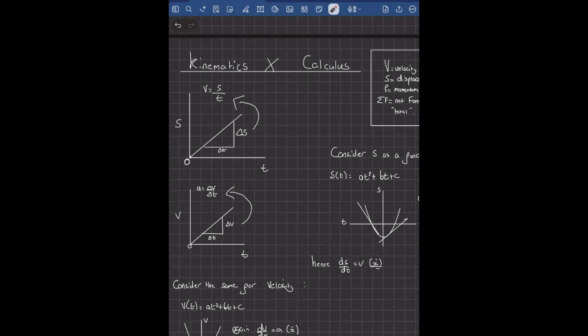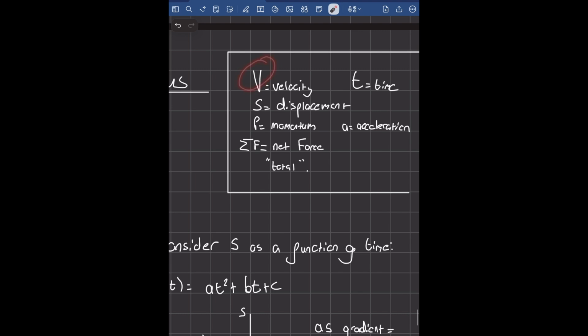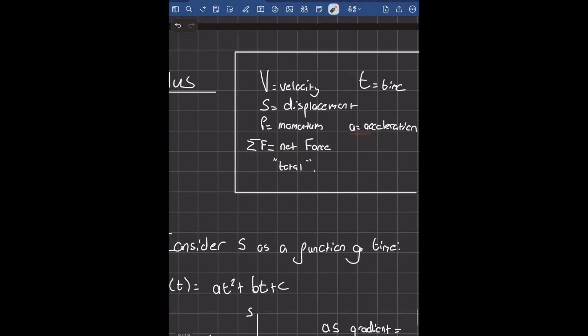Hi guys, today we're going to be looking at kinematics and calculus and how they could be used to calculate different values of velocity and acceleration. First, I'd like to just look at different symbols. The first we've got velocity, displacement, momentum, the net force. We've got time and acceleration, which we'll all be using today.